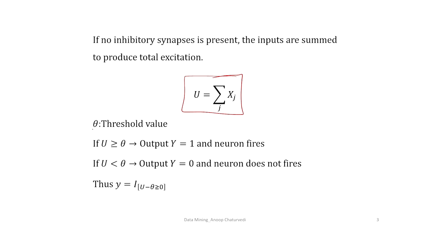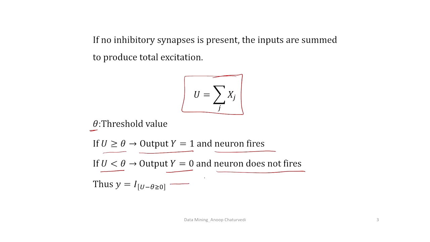Now, suppose theta is some threshold value, then if u is greater than or equal to theta, then you get the output 1, and then we say that the neuron has fired. So, if u is greater than or equal to this threshold value, then the neuron fires. On the other hand, if u is less than theta, then the output is y equal to 0, or you say that neuron does not fire. So, you can write y as y equal to I(u minus theta greater than or equal to 0).